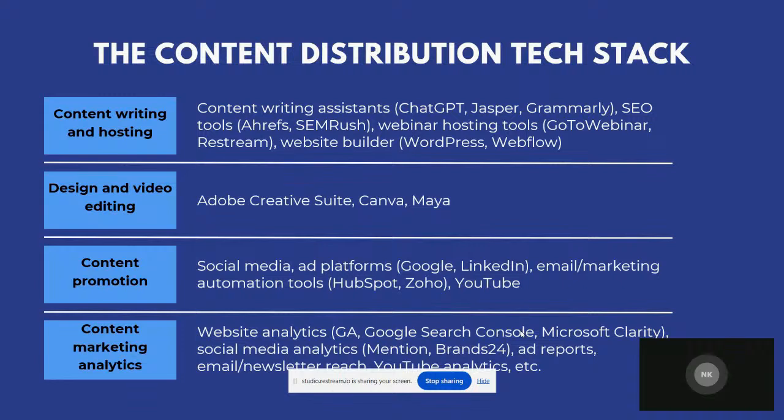If you want to take your social media analytics to the next level, rather than just depending on the native analytics offered by platforms like LinkedIn, you can look at social listening tools like Mention or Brands24, right? And for analyzing your ads, you can depend on the native analytics offered by the ad platforms. And for emails also, whichever email automation tool you're using, let's say HubSpot, you can get metrics like open rate, click rate, delivery rate, etc., within the platform itself.